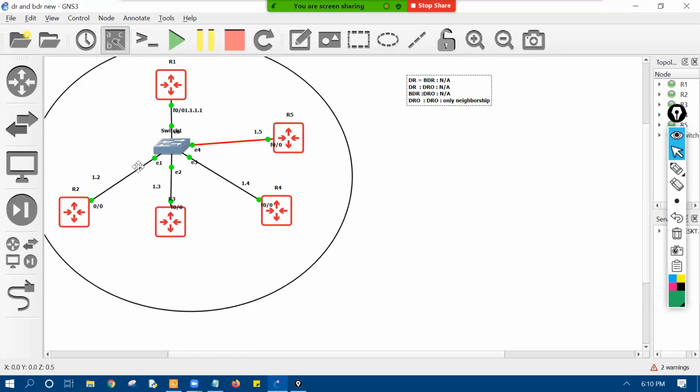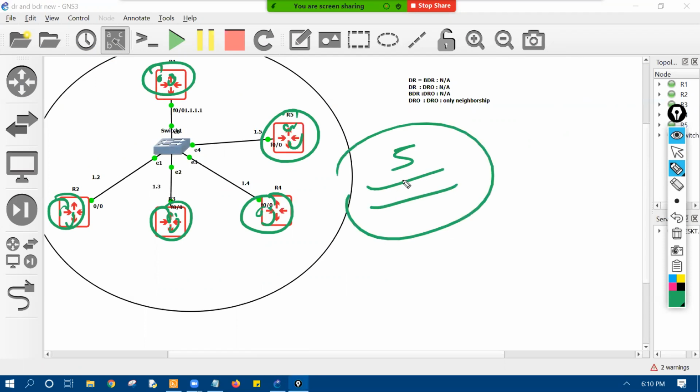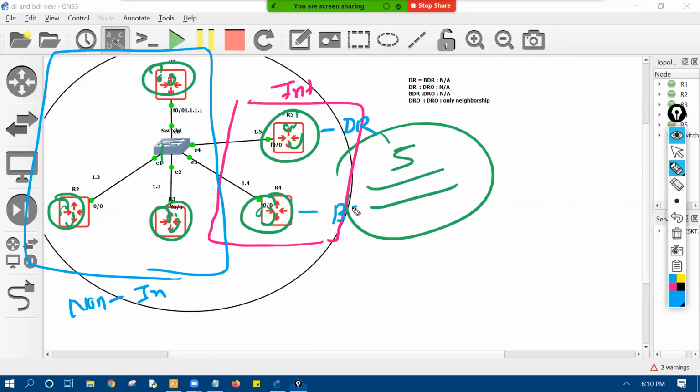So how many types of students are present in the classroom? Assume these are the students. In this classroom, how many students are present? 5. And how many categories of students? There are 2 categories: one is the intelligent group, and another is the non-intelligent group. The intelligent group has the DR and BDR, and the non-intelligent group is going to contain the DRO.